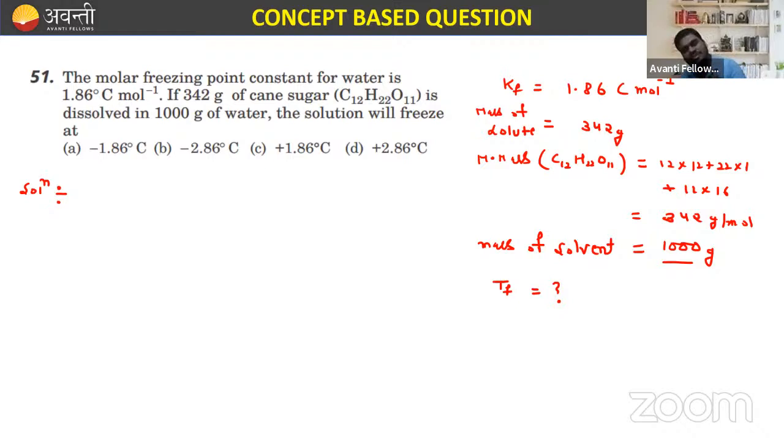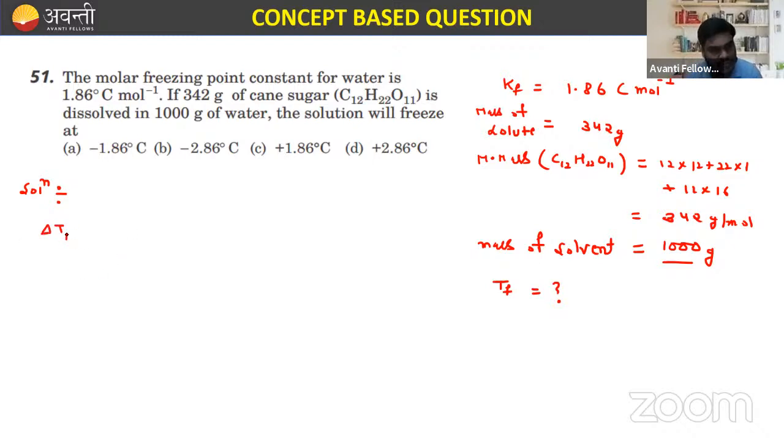So whether they ask for the freezing point of the solution or the boiling point of the solution, first of all you have to calculate either the elevation in boiling point for the boiling point of the solution, or the depression in freezing point for the freezing point of the solution. So first of all, you have to calculate the colligative properties. Now let's calculate delta TF.